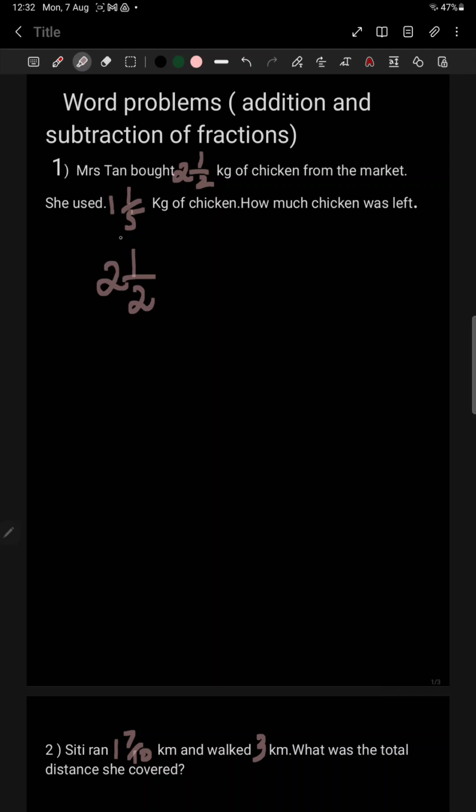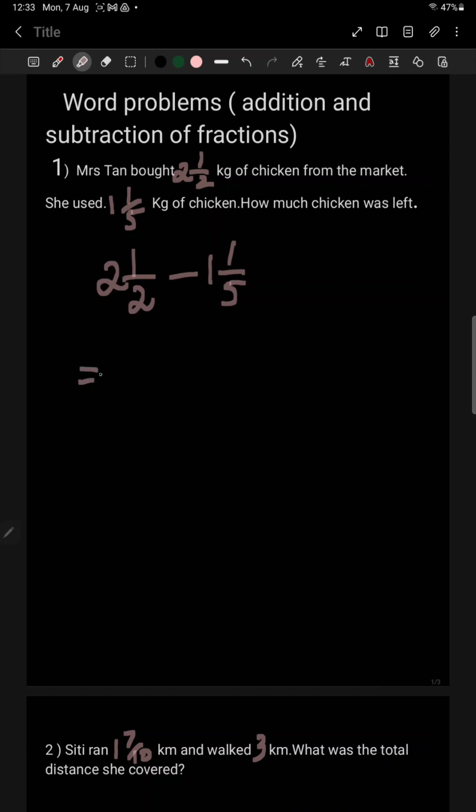So obviously when something has been used, it is consumed, we are going to subtract it to find out the left amount. So whenever the question is about the left, we can understand that it is a subtraction question. This much is bought, and 1 whole 1/5 is used. So we will subtract 1 whole 1/5 from the original amount. Original amount was 2 whole 1/2, and we are going to subtract 1 whole 1/5 from it.